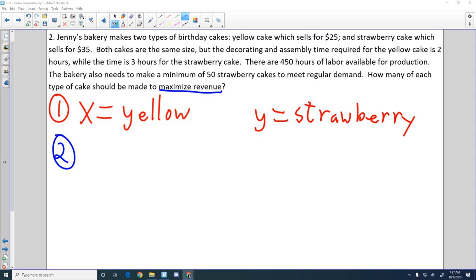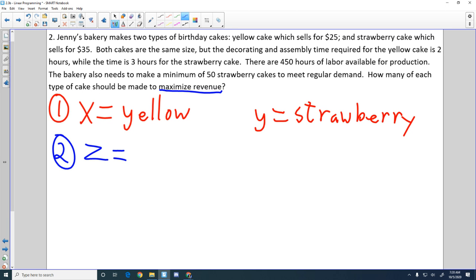All right, so we're trying to maximize revenue in this situation, and we have to figure out how many yellow cakes and how many strawberry cakes Jenny's Bakery should make. And so for this optimization function, this z function, we need to figure out, if I'm trying to maximize my revenue, what kind of revenue do I make from each of the two types of cakes?